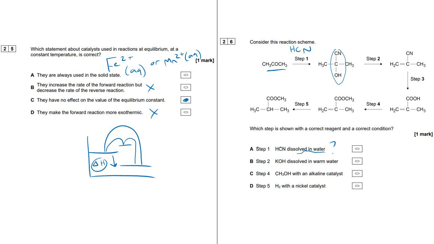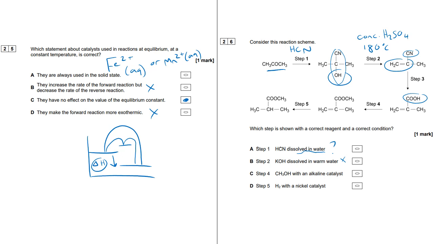Step 2, we're going from the alcohol group to an alkene. So we're removing or dehydrating it or eliminating it. In order to carry out elimination of an alcohol, you need concentrated sulfuric acid with a high-ish temperature of 180 degrees. So it wouldn't be KOH dissolved in warm water. Step 3, you're going from a cyanide group to a COOH. So that would be hydrolysis, but that's not in the question, so we don't need to worry about that one.